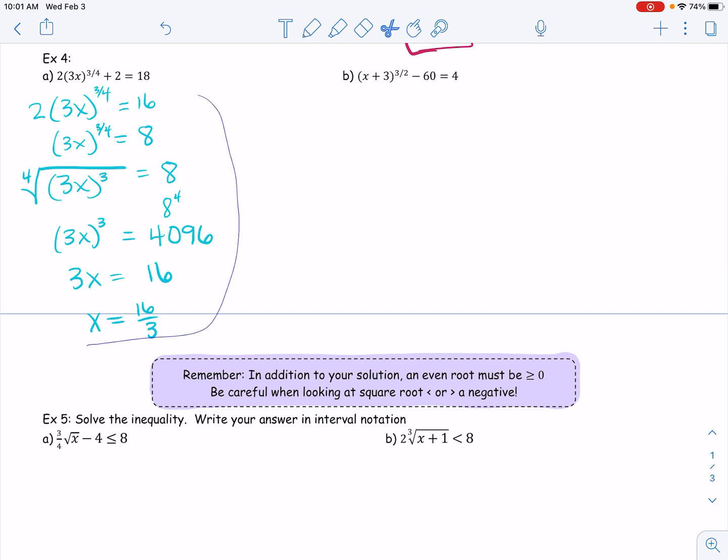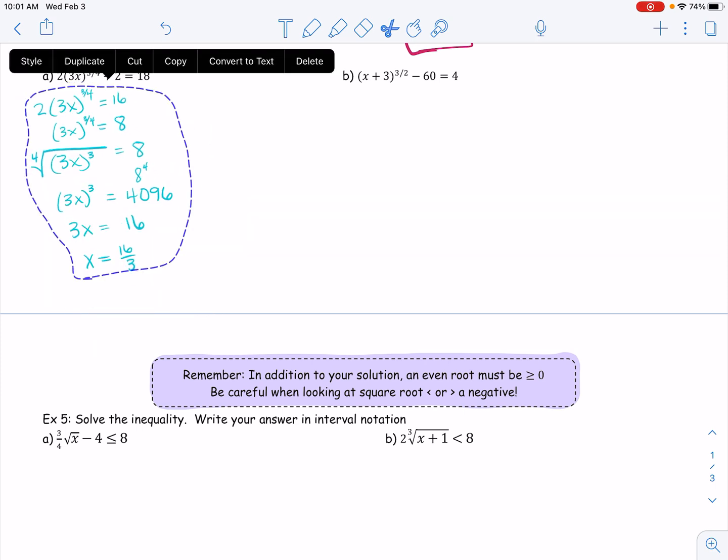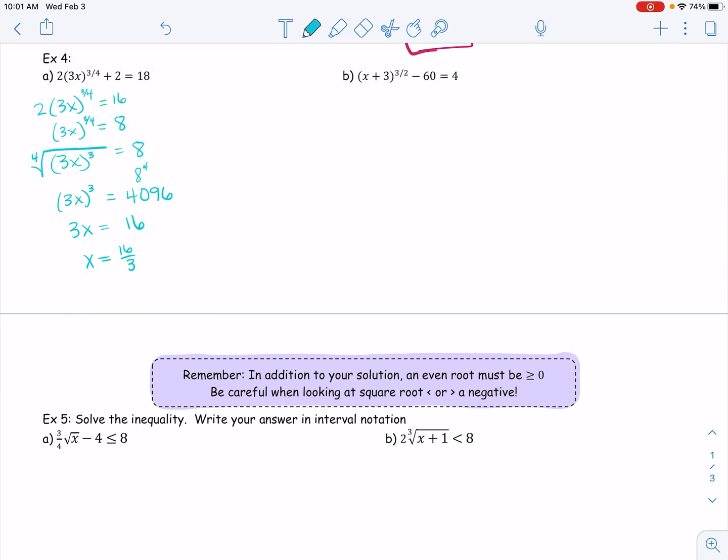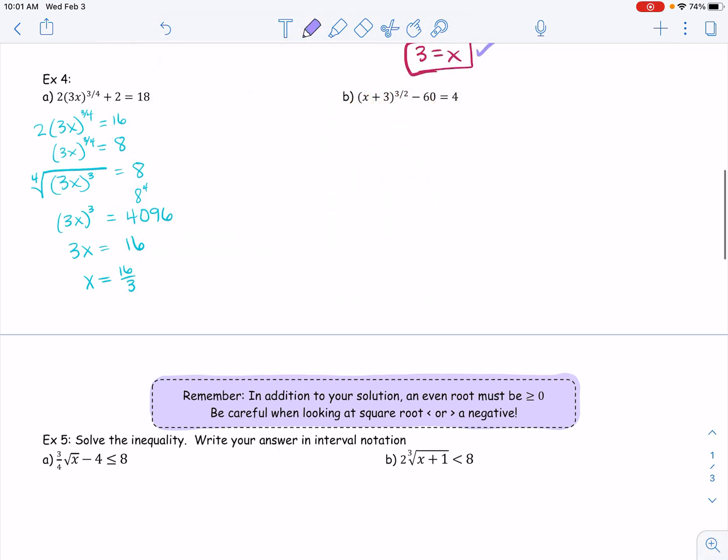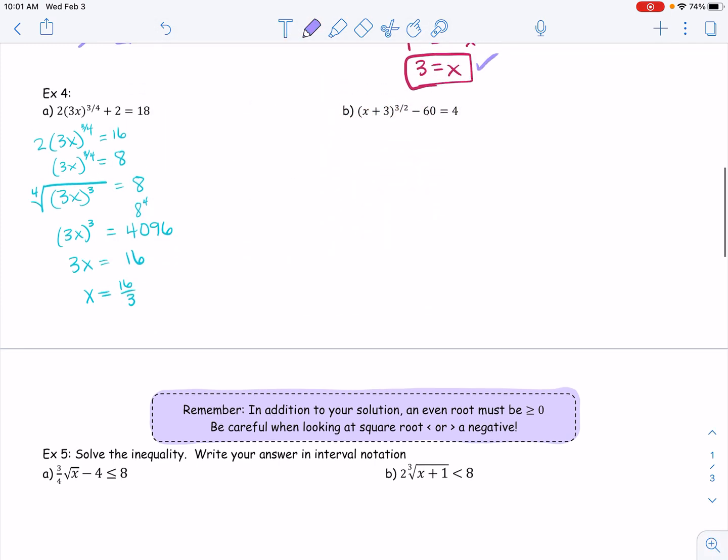Now, we unfortunately do need to check that, but don't get too confused yet or scared yet, because when I plug it in for x, I get 2 times 3 times 16 over 3, and then raised to the 3/4 power plus 2 equals 18. So let's see if that works.